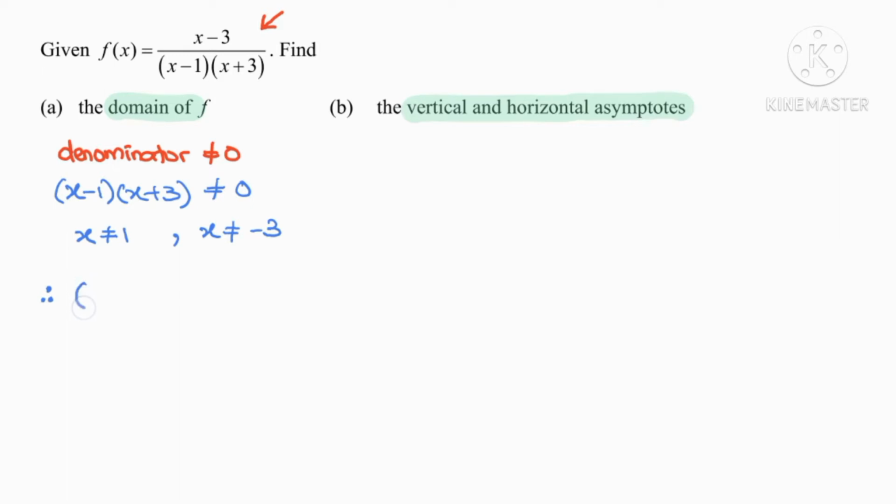So we are going to write it this way. Start with negative infinity to negative 3. We put a round bracket here because it is not included. Union negative 3 to 1. Union 1 to infinity.